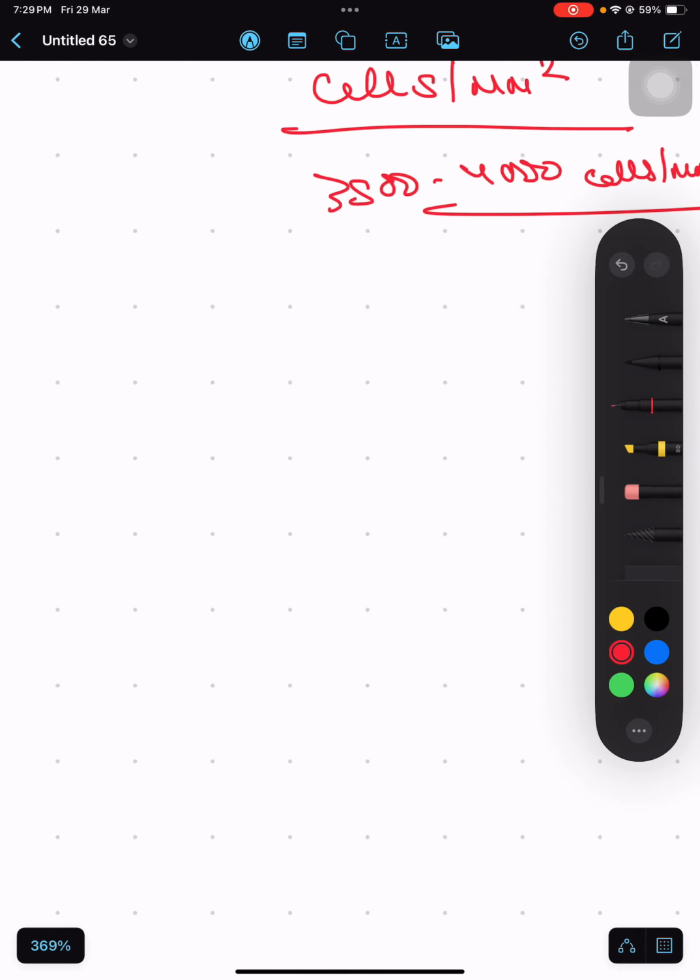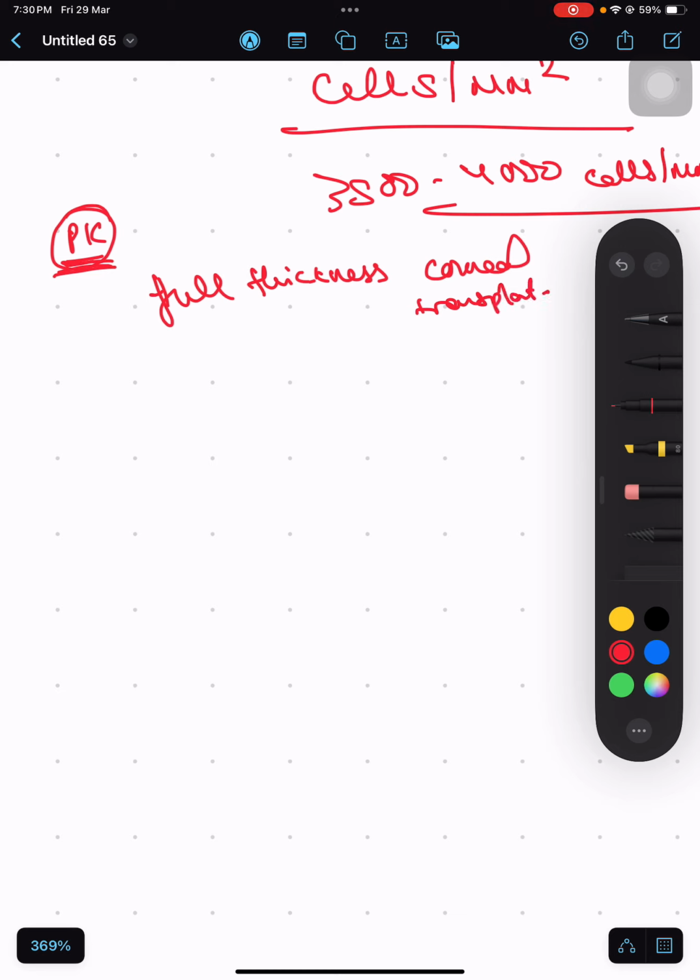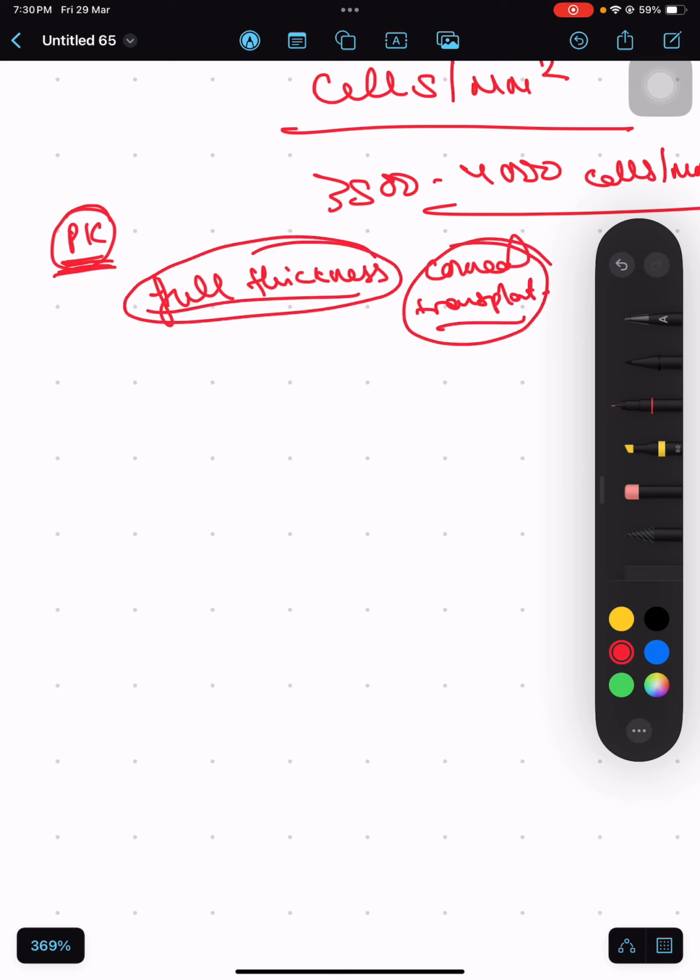Now let's focus on penetrating keratoplasty. In penetrating keratoplasty, what we should remember is it's a full thickness corneal transplant. In a full thickness corneal transplant, we take all the layers of the cornea, ranging from the epithelium till the endothelium.